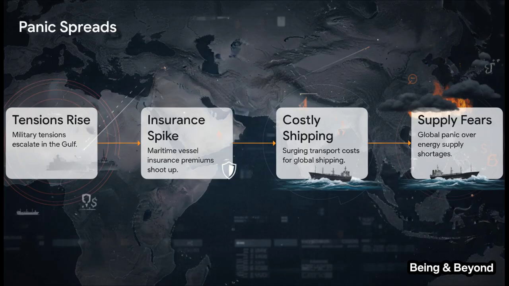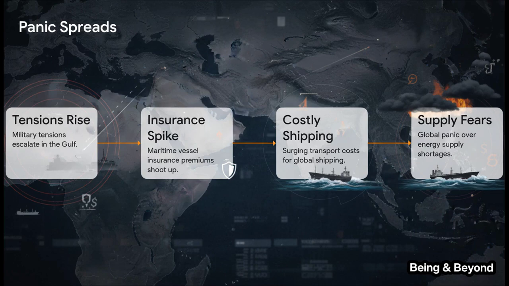First, military tensions elevate in the Persian Gulf. Almost immediately, maritime insurers and hubs like London respond to the perceived risk, drastically spiking war risk insurance premiums for commercial vessels. This, of course, triggers a massive surge in overall shipping freight costs. And finally, this culminates in deep global supply chain fears.